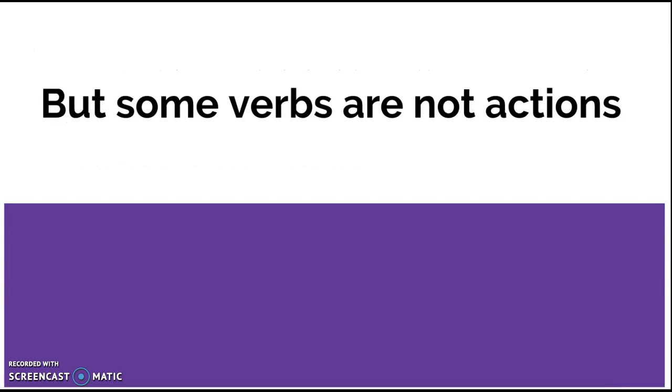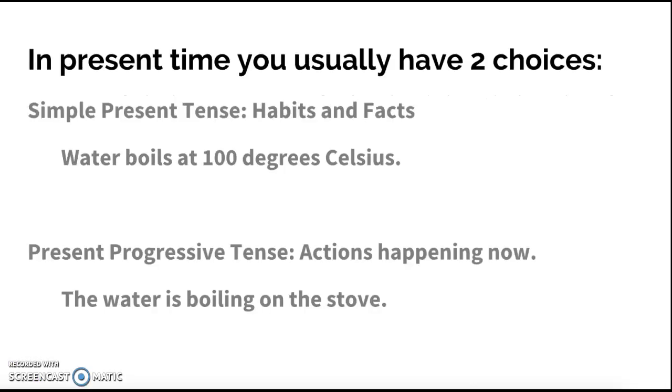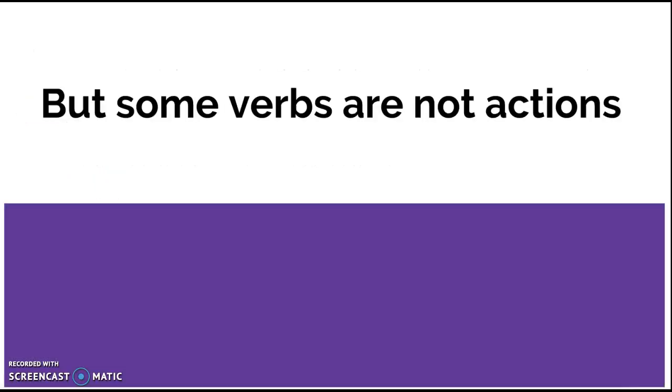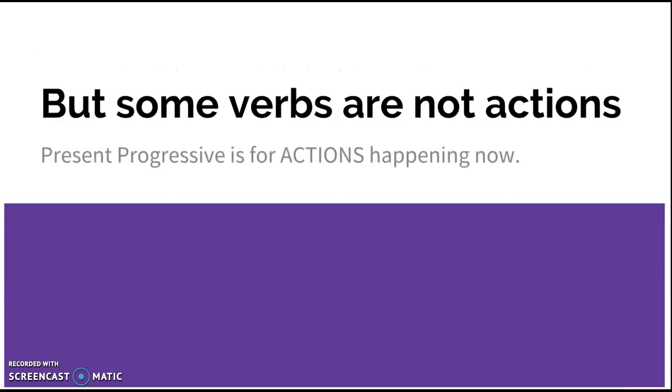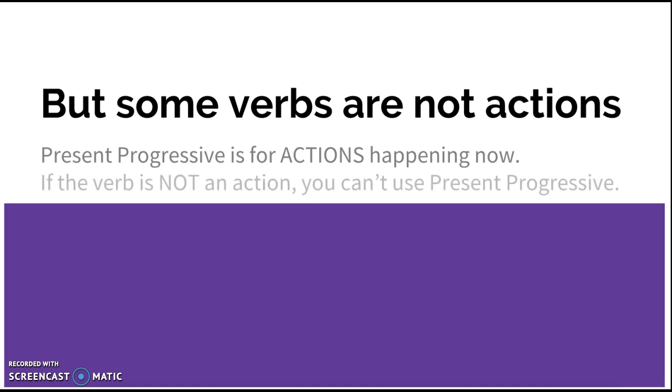But some verbs are not actions. So, you remember, we said present progressive tense is for actions happening now. But what happens when you don't have an action? Present progressive is for actions happening right now. If the verb is not really an action, you can't use the present progressive.